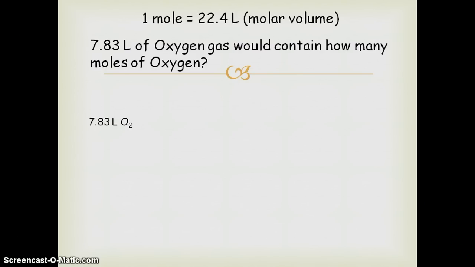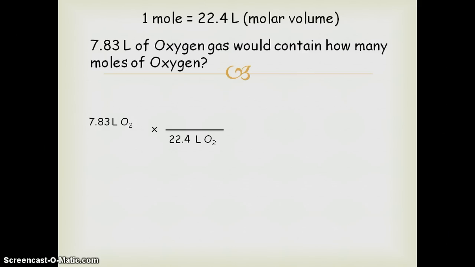So this would become very important if we were looking at the mass of this oxygen gas. So please keep in mind that your gas, particularly oxygen gas or hydrogen gas or nitrogen gas, is all going to be diatomic. So if you have your 7.83 liters of oxygen, what are we going to need to put on the bottom so that those liters of oxygen cancel out?